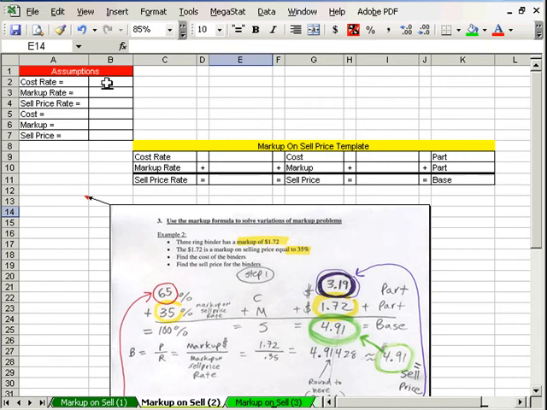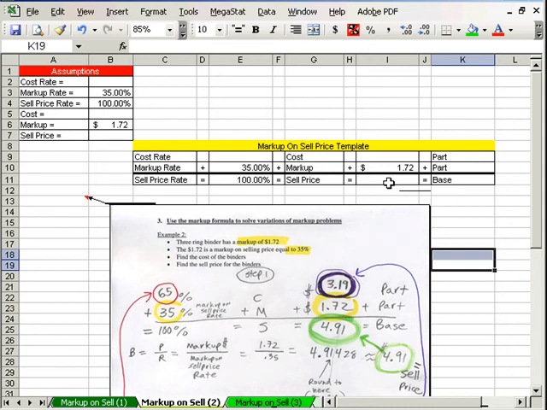I'll decrease the size here a little bit. Our cost rate, well, we don't know that. Our markup rate, we do know. That says it's 35%. And since sell price is base, that's going to be our 100%. The cost is not given here, but the markup is $1.72. Let's go ahead and plug in our numbers. The sell price rate is 100%. The markup rate is 35%. And we have a markup in dollars right there equals 1.72.